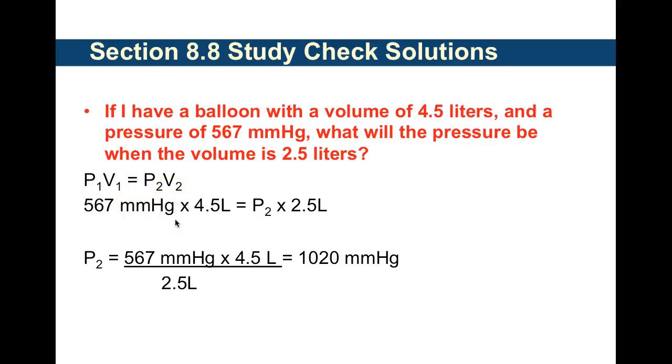Okay, so the setup is, that's the initial pressure, this is the initial volume, and you have to determine what the final pressure is. So dividing both sides by 2.5, P2 will work out to be P1 V1 divided by V2. So 567 times 4.5 divided by 2.5, liters will cancel, and you get 1020 millimeters of mercury.